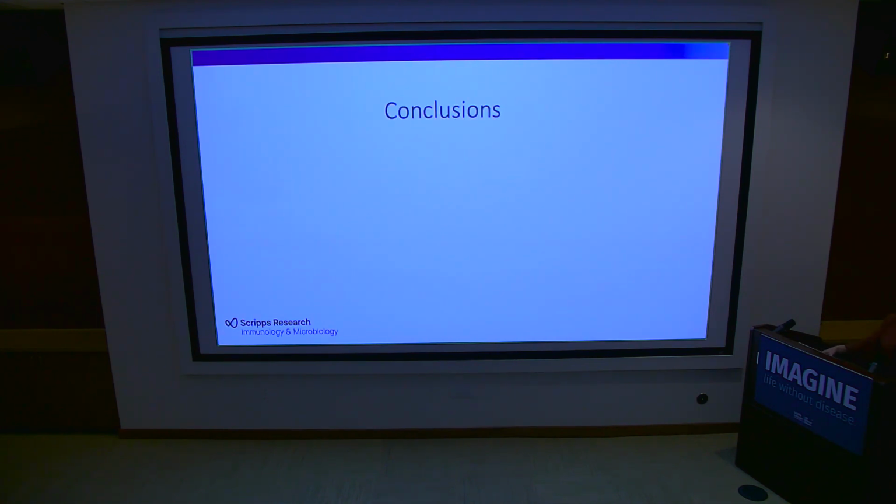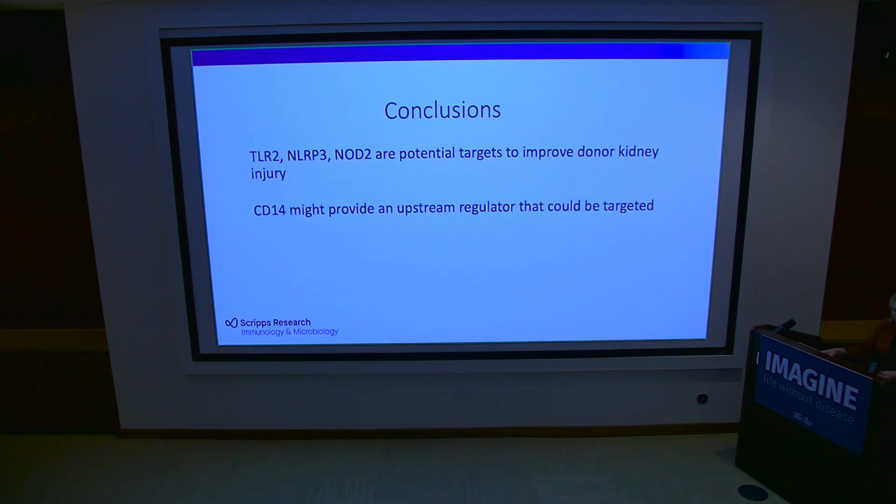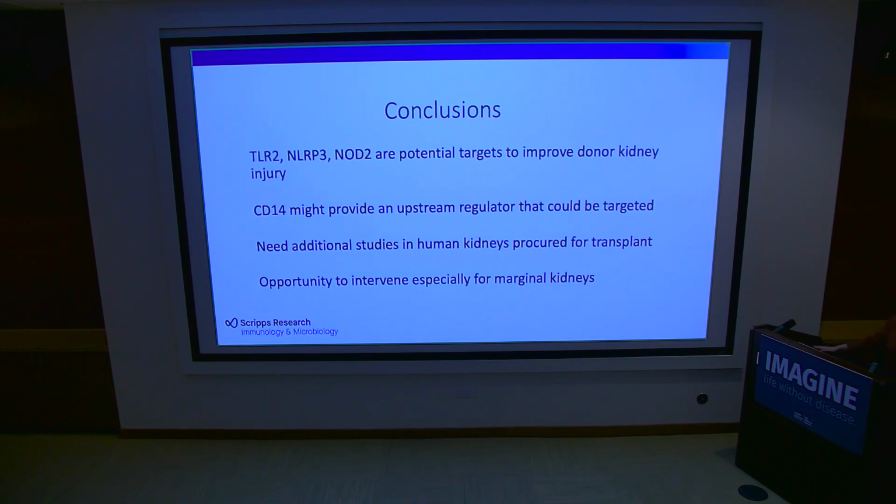So in conclusion, we think that TLR, NLRP3, and NOD2 are potential targets to improve donor kidney injury. CD14 might be an important upstream regulator. We need additional studies in human kidneys that are procured for transplant. And as I said, we work really closely with the organ bank and get a lot of their kidneys. And I have someone in the lab who's actually getting a lot of their lungs now and trying to understand what's happening in the organs that are actually going to be used for transplant.